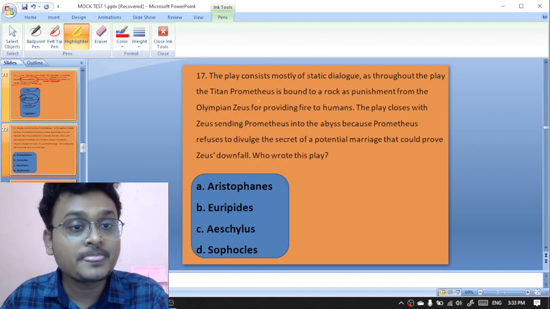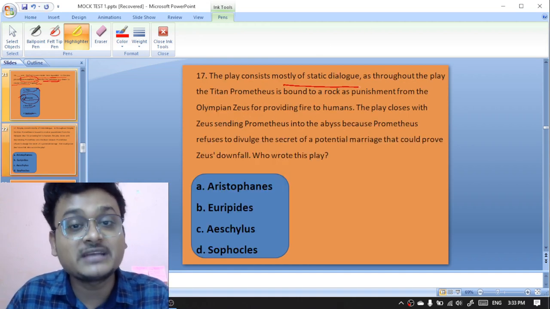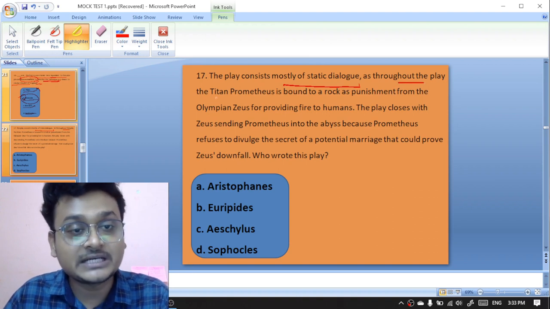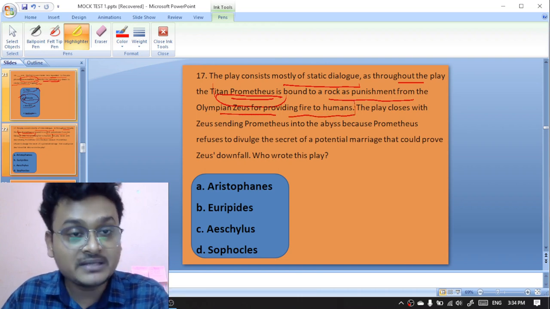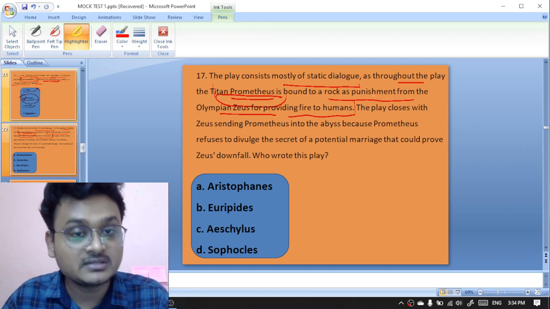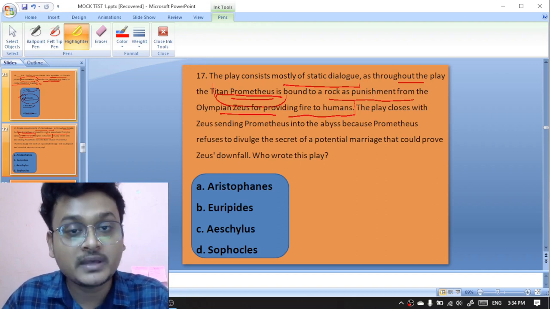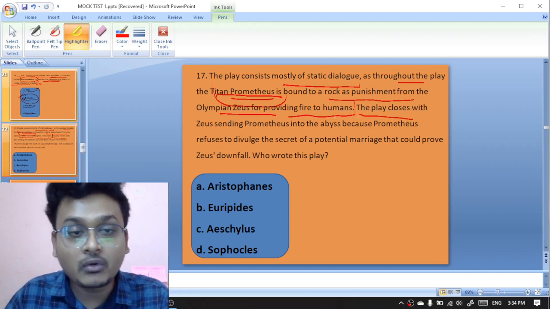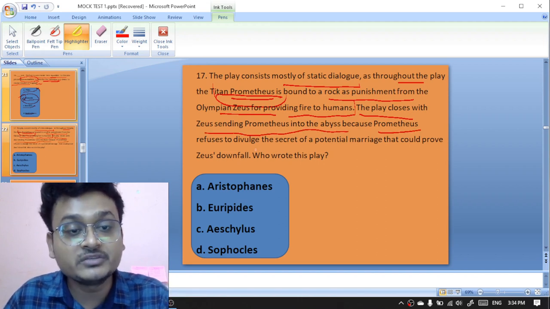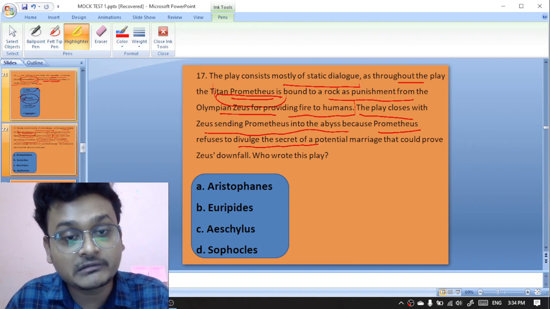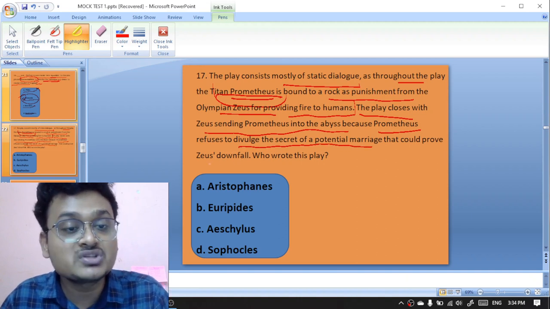Moving to the next question. The play consists mostly of static dialogue, as throughout the play the Titan Prometheus is bound to a rock as a punishment from the Olympian Zeus for providing fire to humans. So Prometheus has given fire to humans. That's why he is bound to a rock as a kind of punishment. And the play closes with Zeus sending Prometheus into the abyss because Prometheus refuses to divulge the secret of a potential marriage that could prove Zeus' downfall.